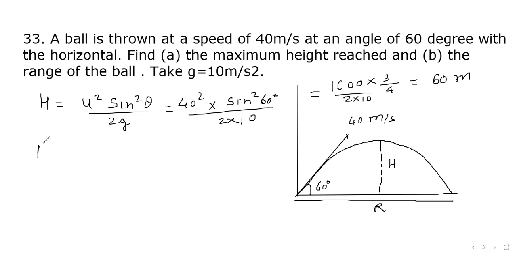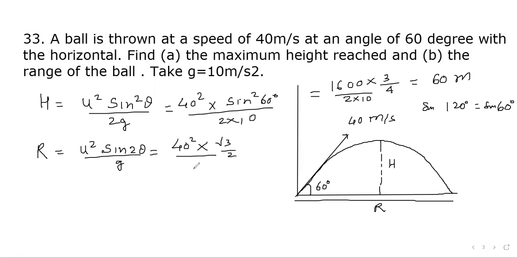Now, horizontal range R is given by u squared sine 2 theta divided by g. So 40 squared into sine 2 theta means sine 120 degrees, and sine 120 degrees is the same as sine 60 degrees, that is root 3 by 2. So root 3 by 2 divided by 10, and if we simplify, it becomes 80 root 3 meters.